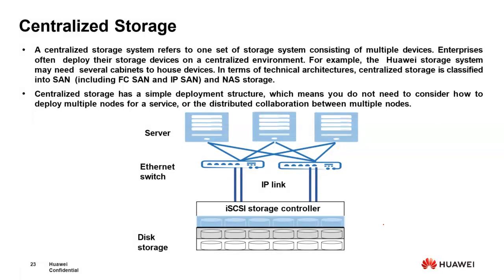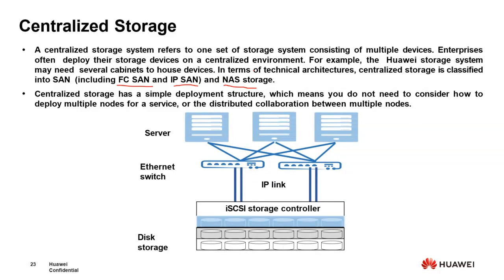Basically, the centralized type is very friendly because now we know what a SAN is, we know what a NAS is. And we know that a SAN uses two types of connection protocols, FC SAN and IP SAN. That is what is also used in a centralized system. Or it can simply use NAS storage.